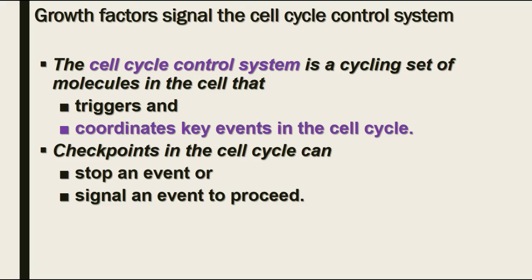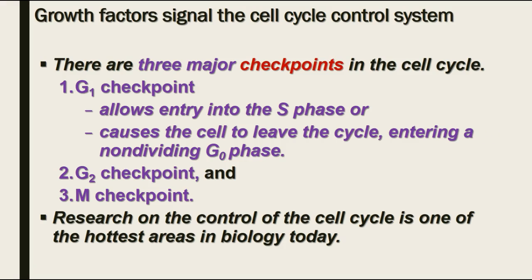The cell cycle control system is a series of molecules that are cycling in the cell, and once these factors come together, that will trigger the cell cycle and coordinate the events of the cell cycle. There are several checkpoints in the cell cycle that either can stop an event or signal an event to proceed, depending on what's happening and what that checkpoint requires. There are three major checkpoints in the cell cycle: the G1 checkpoint, the G2 checkpoint, and the M checkpoint.